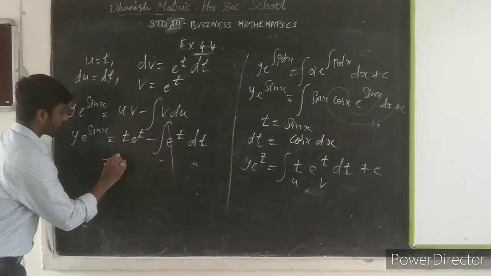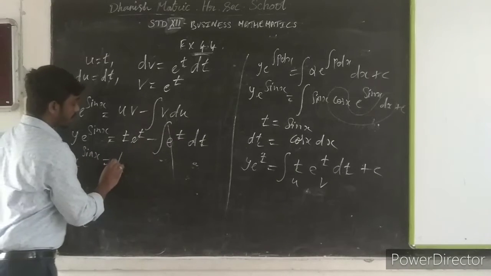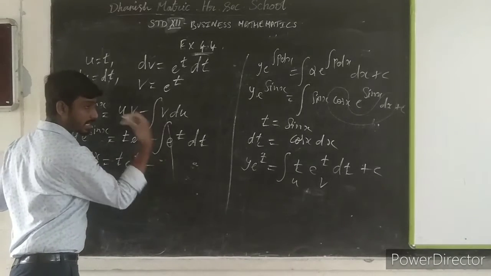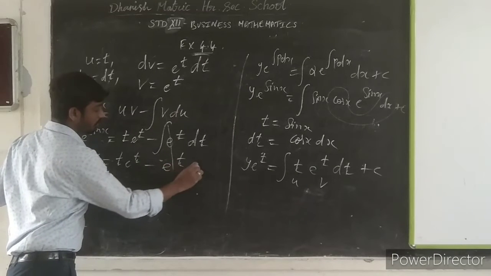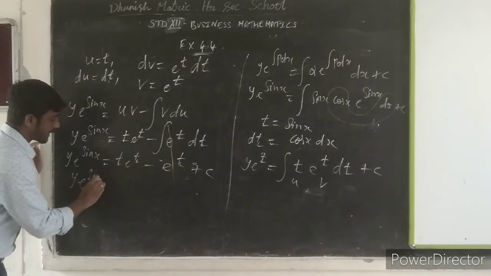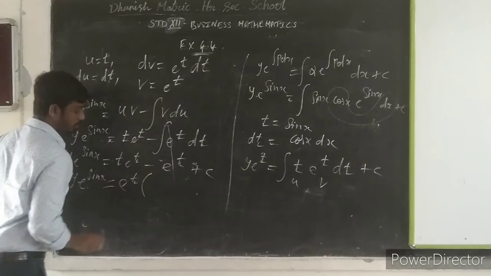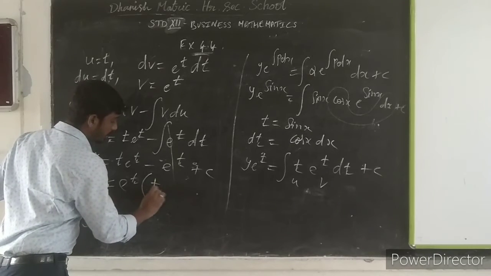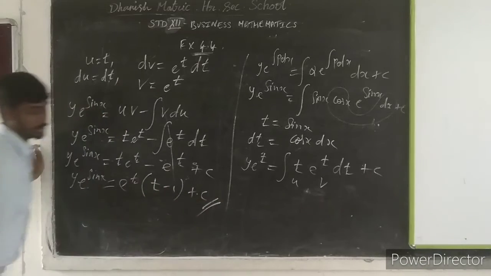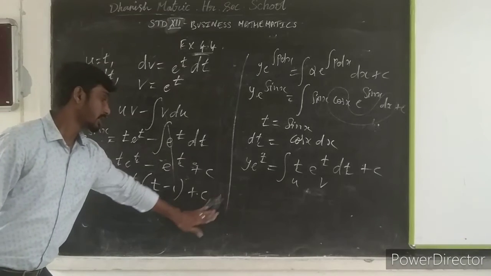So here I am going to find out this one. y e power of sin x equals e power of t minus integration of e power of t, which is the same, e power of t plus c, a constant here. So then y e power of sin x equal to, I am taking e power of t common from this equation. What is the remaining value? It is t minus 1 plus c, a constant.